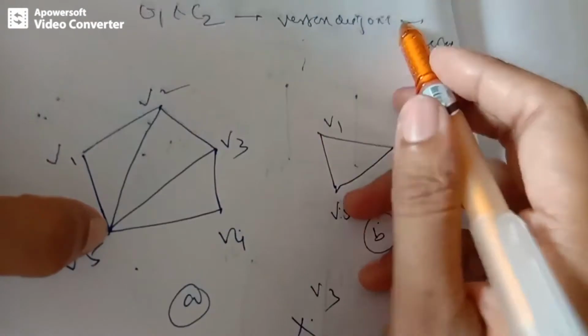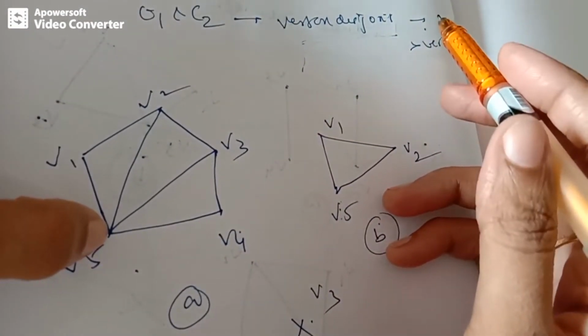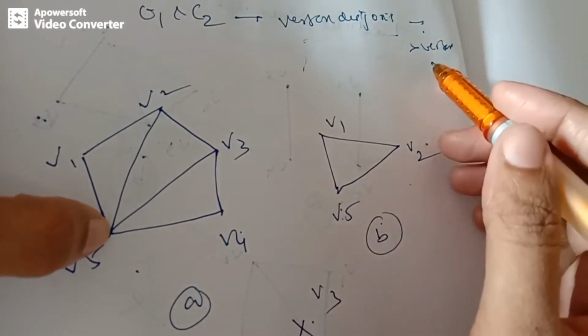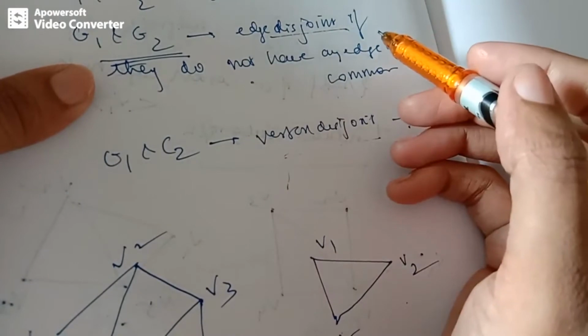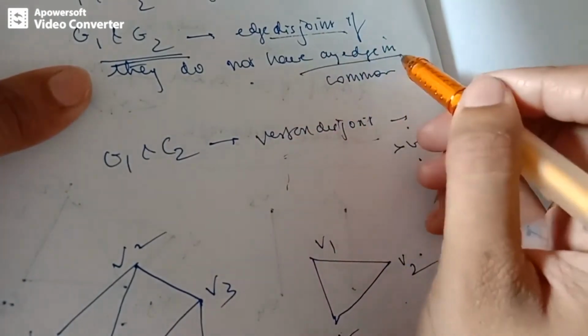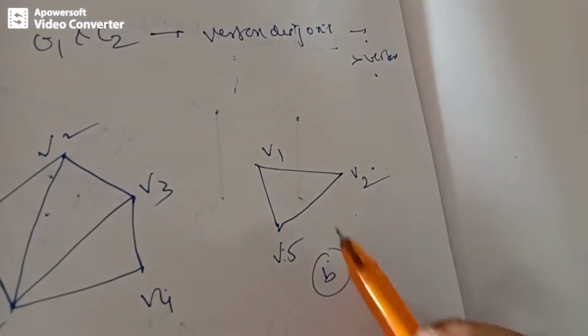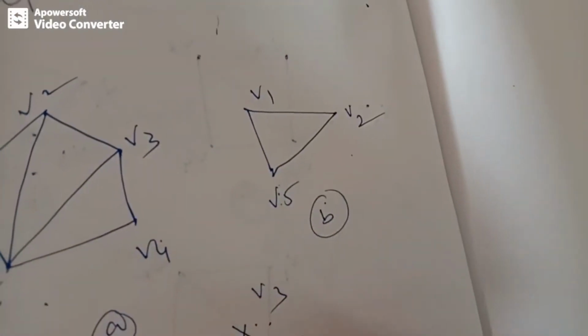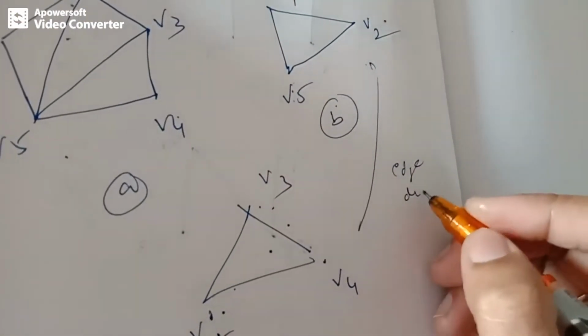According to vertex disjoint, it means that they do not have any edge and any common vertex. According to the concept of edge disjoint, it means that they do not have any edge in common. So these two do not have any edge in common, right? So these two graphs are an example for edge disjoint subgraphs.